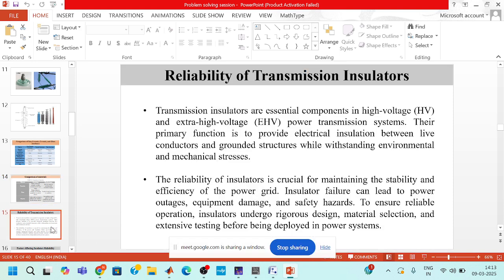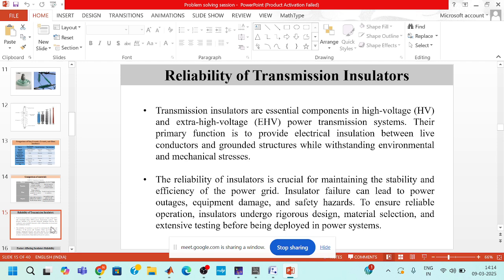Now we see the reliability of transmission insulators. Transmission insulators are a very essential component in high voltage and extra high voltage power transmission systems. The main function of transmission insulators is to provide electrical insulation between the live conductors and grounded structures, while withstanding environmental and mechanical stress. Reliability is very important for transmission insulators because it maintains the stability and efficiency of the power grid. If insulator failures occur, it can lead to power outages, equipment damage, and safety hazards.